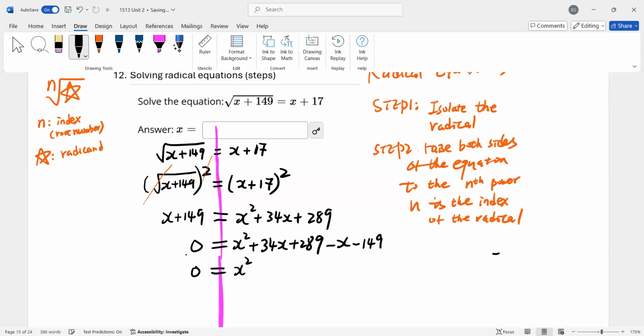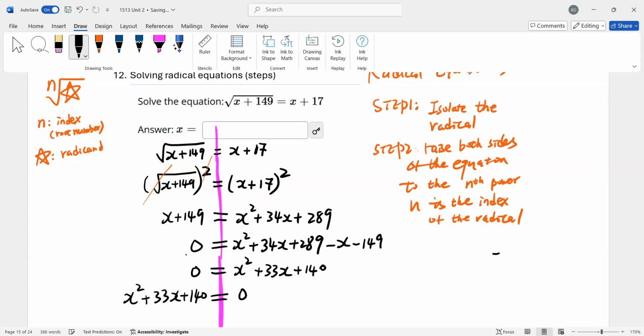X squared, 34x minus x, 33x. 289 minus 149. That gives 140. 9 minus 9 is 0. 8 minus 4 is 4. 2 minus 1 is 1. 140. And then I switch the sides. I have x squared plus 33x plus 140 equals 0.